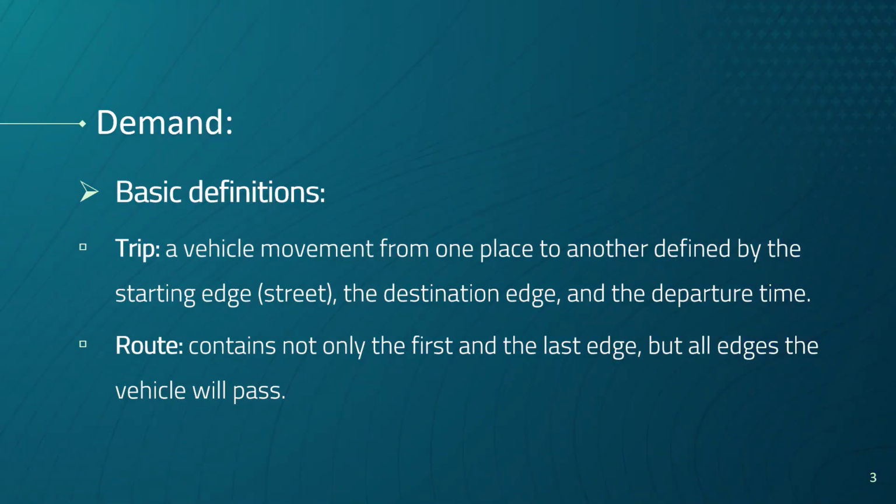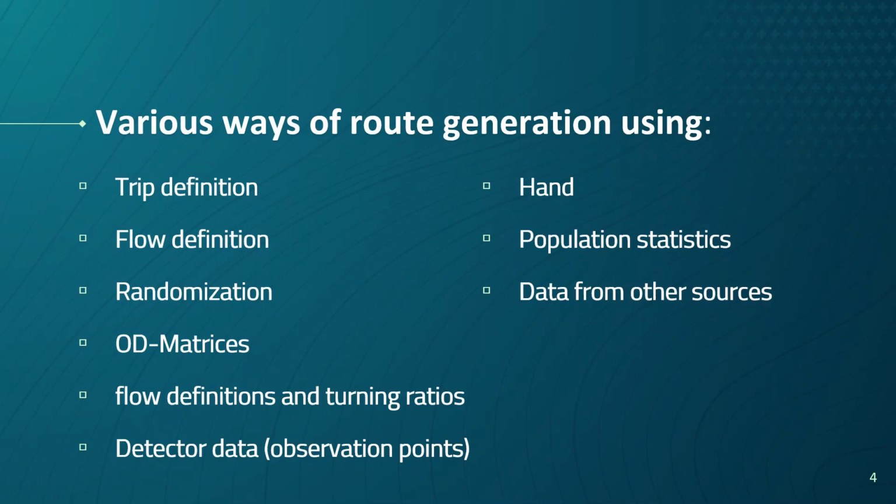You can generate the traffic demand according to two basic definitions, a trip and a route. A trip is a vehicle movement from one place to another defined by the origin point or the starting edge, the destination point or destination edge, and the departure time, while a route is an expanded trip. That means a route definition contains not only the origin and the destination edges, but all the edges the vehicle will pass. So SUMO and SUMO GUI need routes as input for vehicle movements.